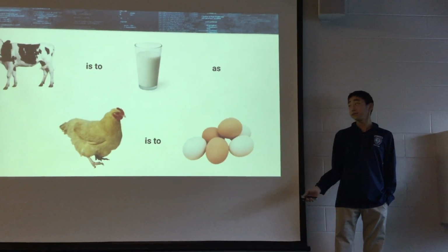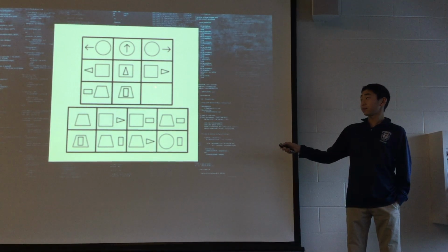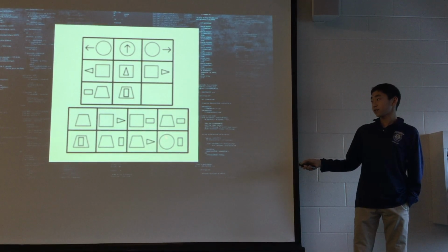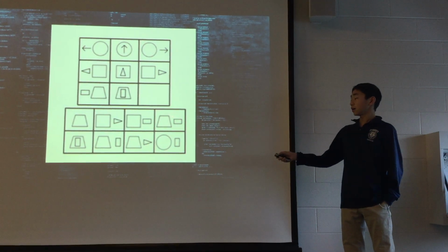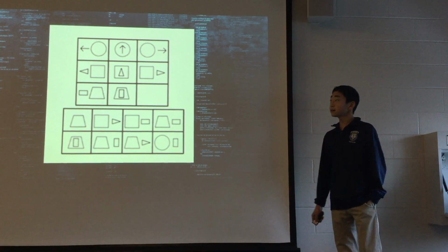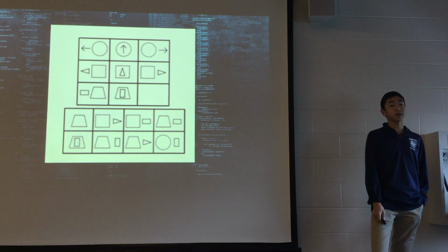Let's move on to another type. You're given a 3x3 matrix with the bottom right square empty. You're also given 8 answer choices found below. You're supposed to choose one of the 8 answer choices and see which one best fits the blank. I'll give you all a minute to solve this. You can discuss and raise your hand when you have the answer.